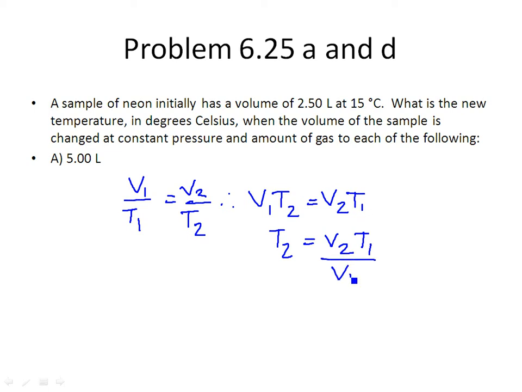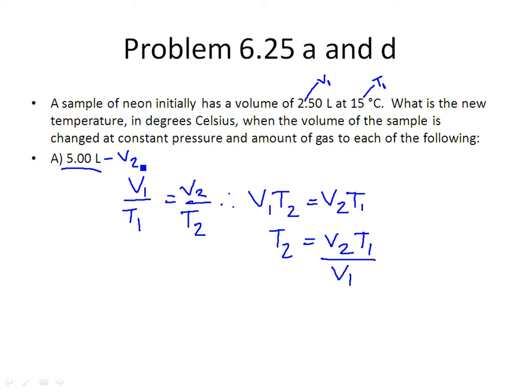One of the most common mistakes is to accidentally put in V1 instead of V2, or to get your volumes and your temperatures mixed up. So I like to go through and say that our V1 is our initial volume, and our T1, and then our V2 is 5 liters. This is what problem A is asking us, if the volume changes to 5 liters.